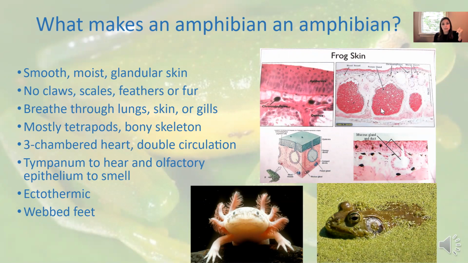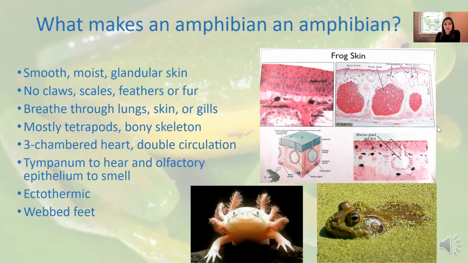Some amphibians use toxins on the skin to deter predators. You can also see chromatophores, things that color the animal. So an amphibian's skin is a pretty important organ.